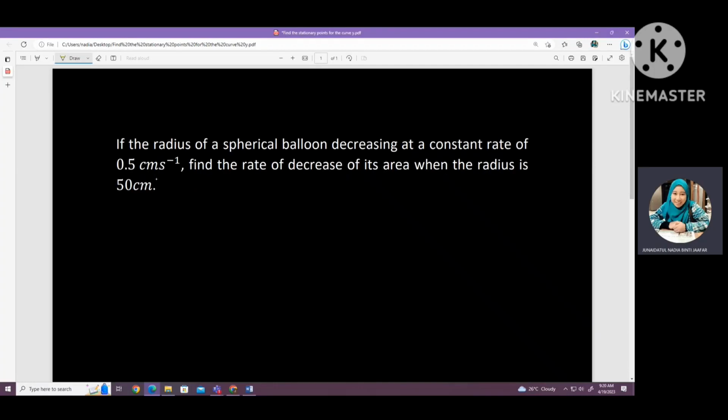So in this video, I will show you how to solve a problem involving rate of change. Okay, so the question is, if the radius of a spherical balloon is decreasing at a constant rate of 0.5 centimeter per second, find the rate of change, or find the rate of decrease of its area when the radius is 50 cm.